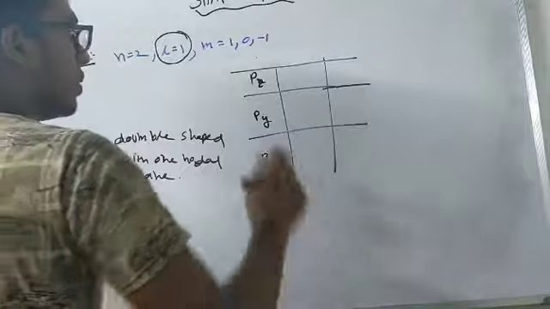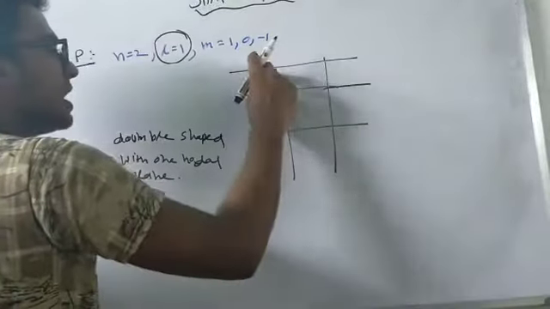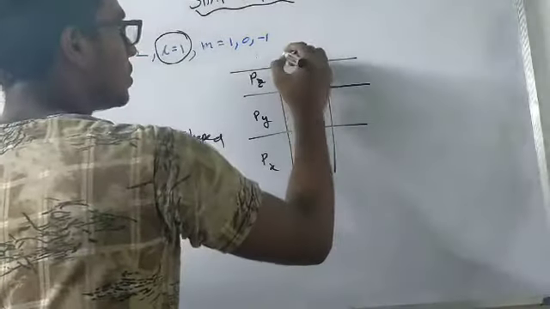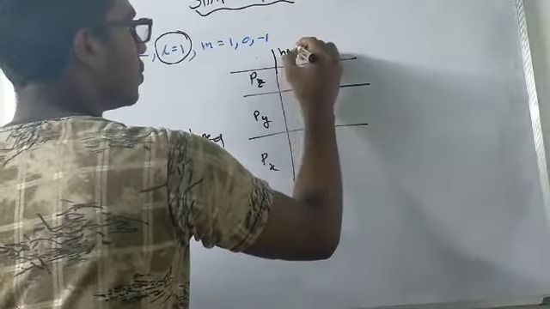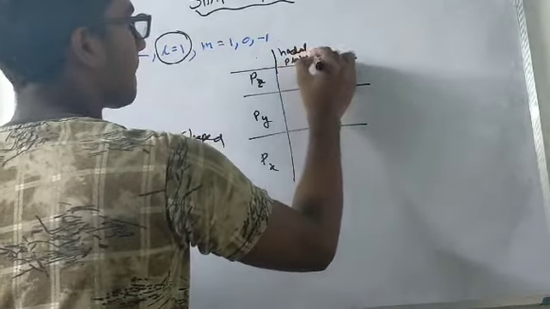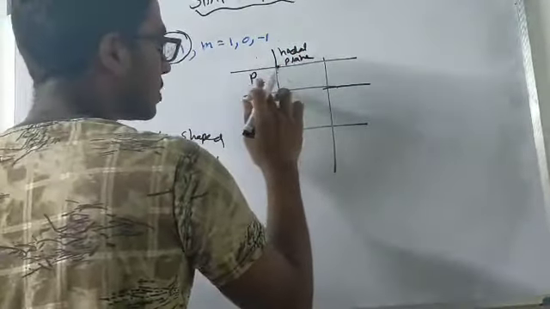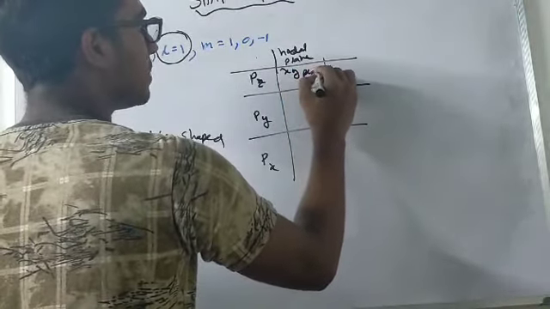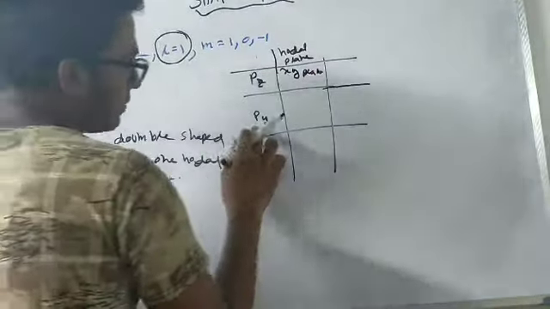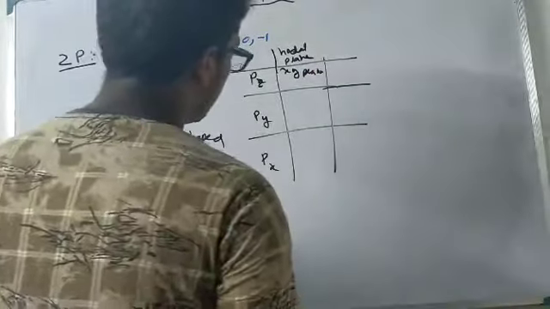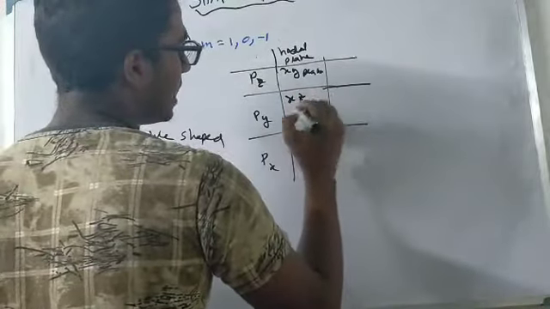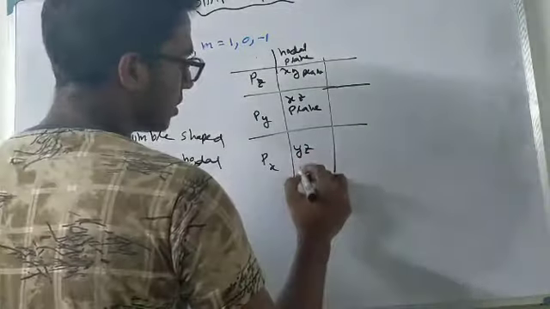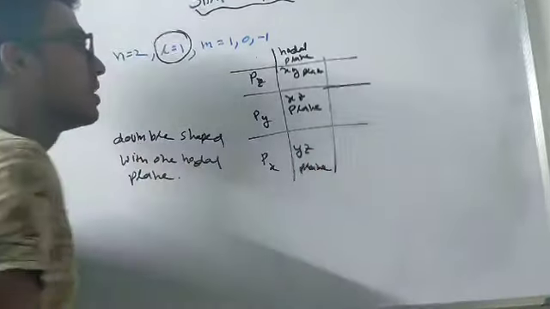Okay, so for pz, if I put z equals to 0, what does it represent? It represents the xy plane. I am writing this as the nodal plane. So for the pz orbital, the nodal plane is the xy plane. If I put y equals to 0, that means the xz plane is the nodal plane, and for px, definitely the yz plane is the nodal plane.